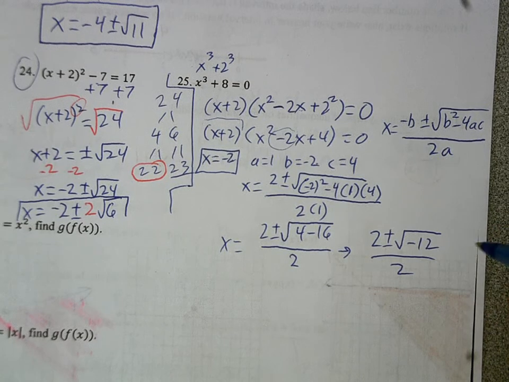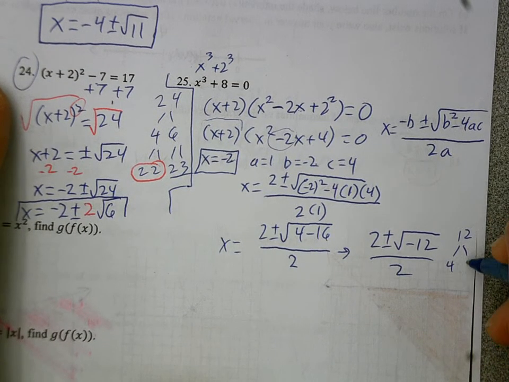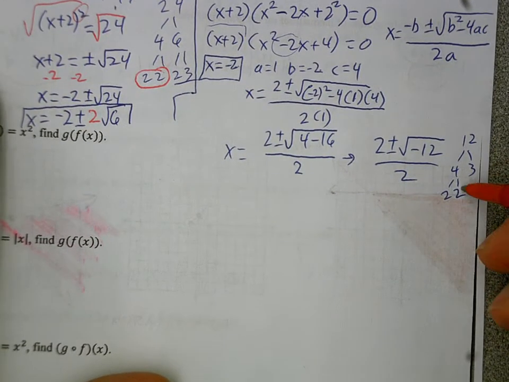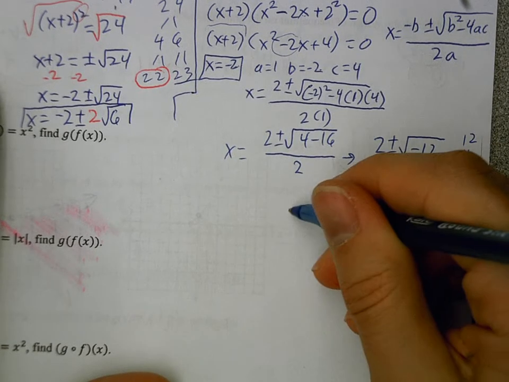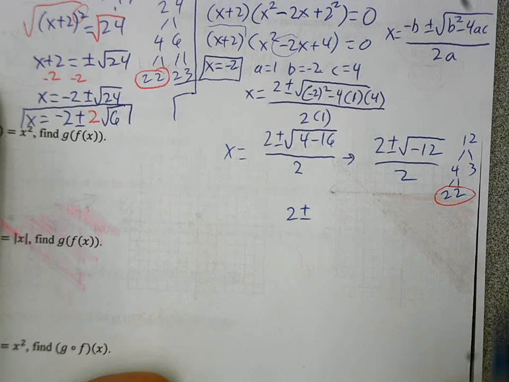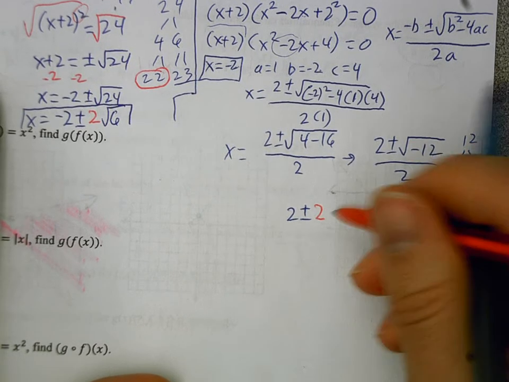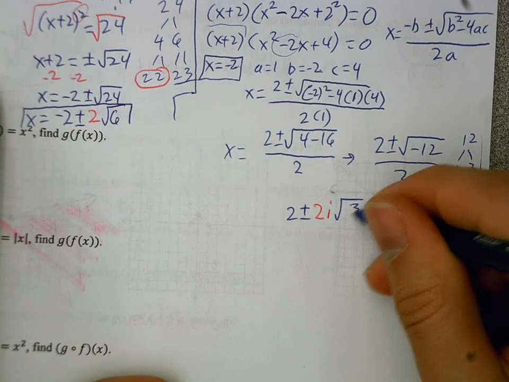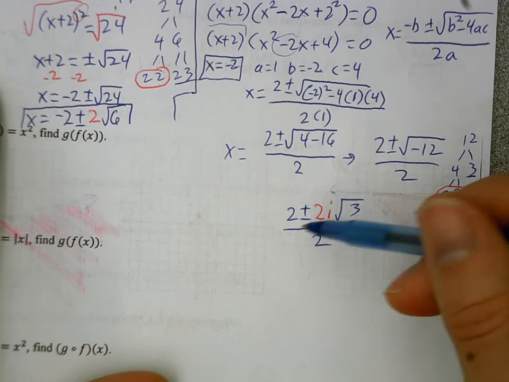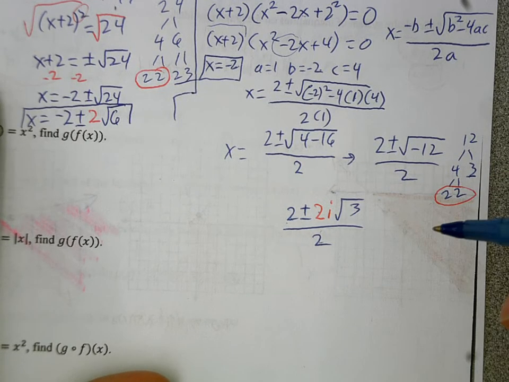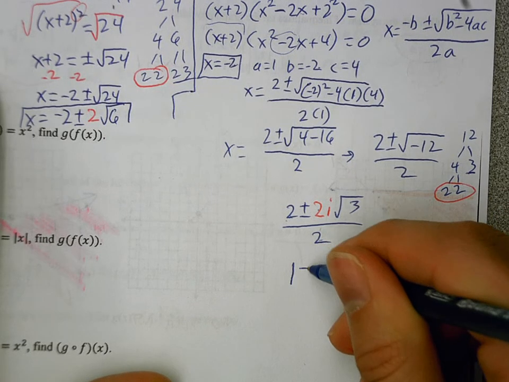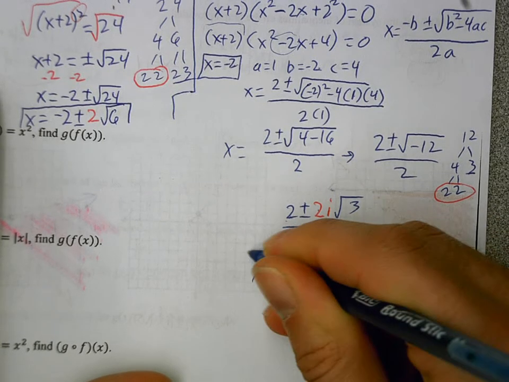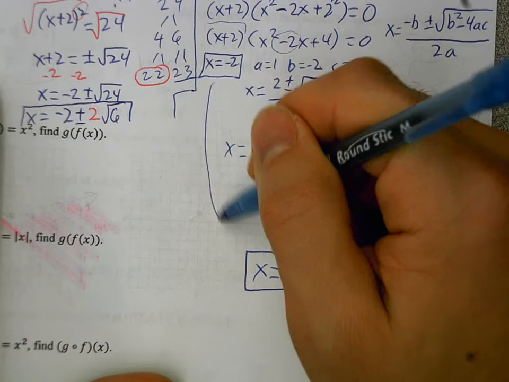That 12 factors into 4 times 3, 2 times 2. Got a pair of 2's. We can do 2 plus or minus the 2 that we took out. And then it was negative, so that's an i, 2i. There's a 3 left over, all over 2. And since all 3 of these are divisible by 2, I can simplify it all down to 1 plus or minus i root 3. So there's my 2 imaginary roots along with my 1 real root.